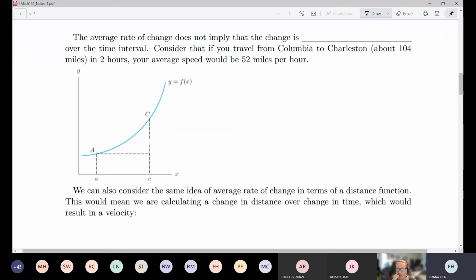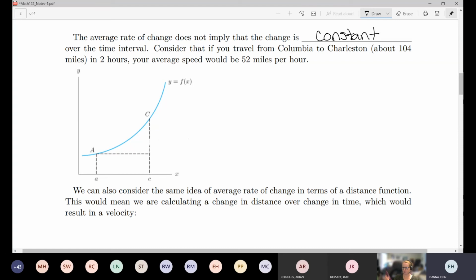So the average rate of change does not imply that the change is constant over that time interval. Say you were traveling from Columbia to Charleston. It's about 104 miles, and say you do it in 2 hours. Your average speed would then be 52 miles per hour.